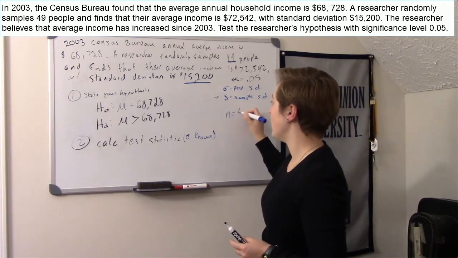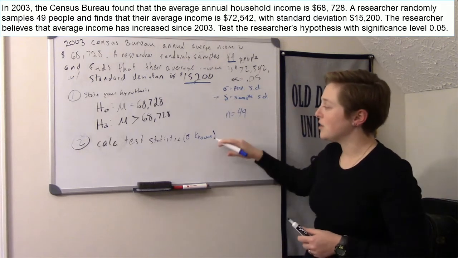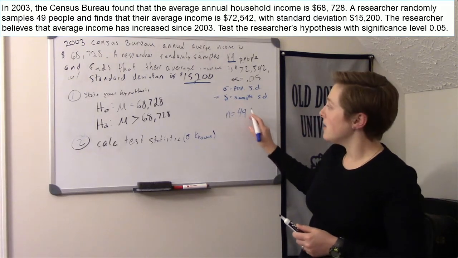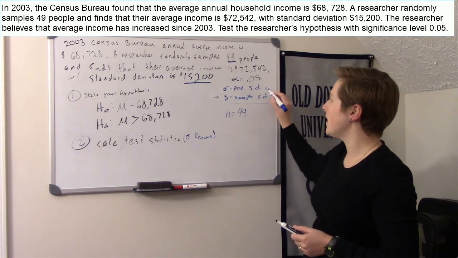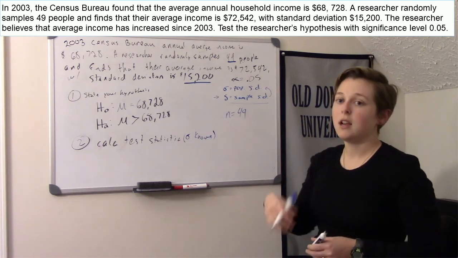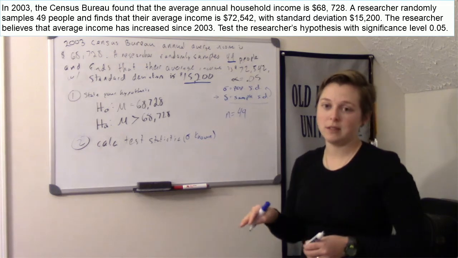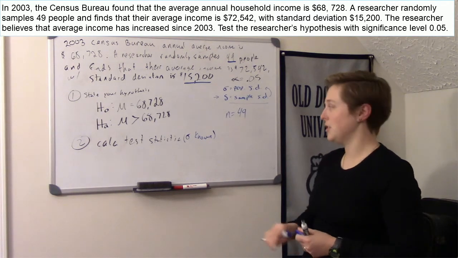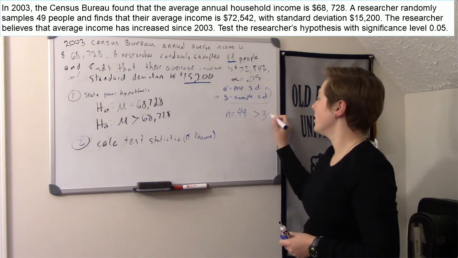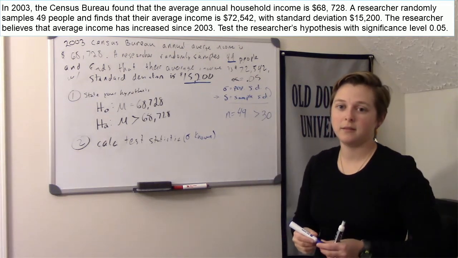49. Okay, so n is 49. If your sample size is large enough, then you can assume the sample standard deviation is a close enough estimate to the population standard deviation that you can just go ahead and use the sigma known situation. Okay? So what's large enough? For this class, we'll use a cutoff of 30.